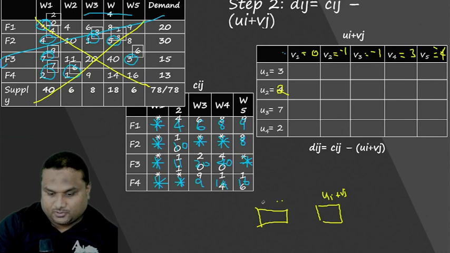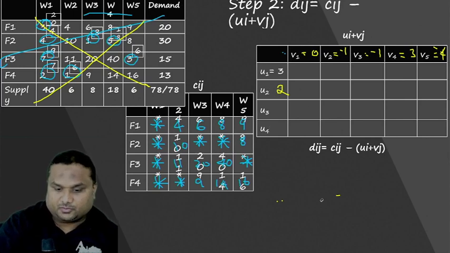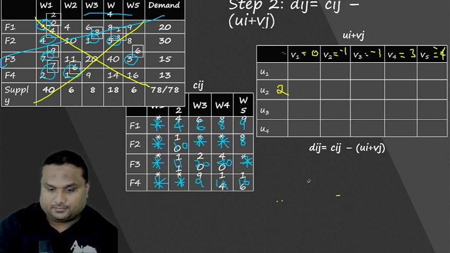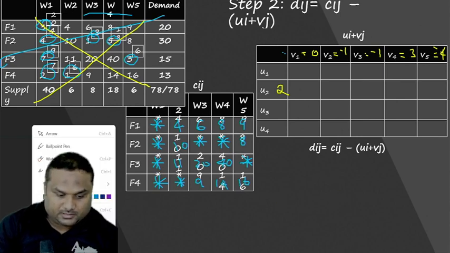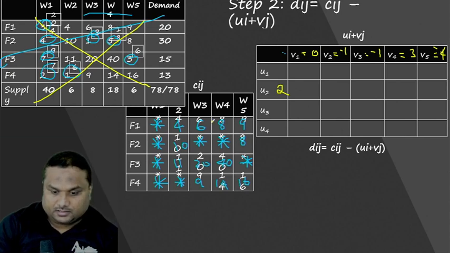Is that okay? Now I'm going to find out the Ui plus Vj values. This is 2, correct? This is 3. First one is 3, correct? This one is 2. The third one is 7. The fourth one is 2.